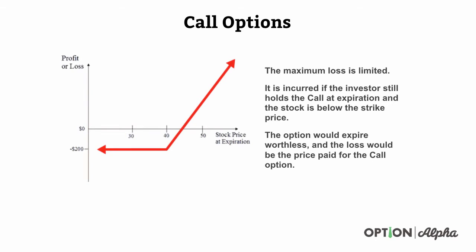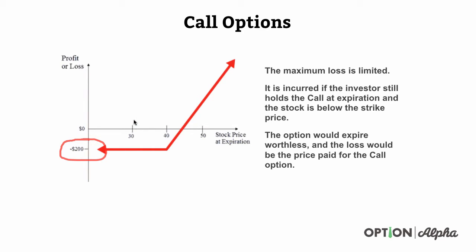The maximum loss is limited in call option strategies. It occurs if the investor still holds the call option at expiration and the stock is below the strike price. The option would then expire worthless, and the loss would be the price paid for the call option. So again, in our example here, we're assuming that you're going to pay $200 for this options contract.